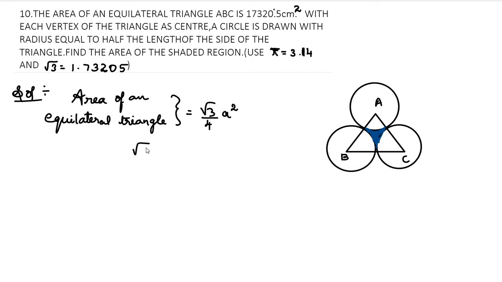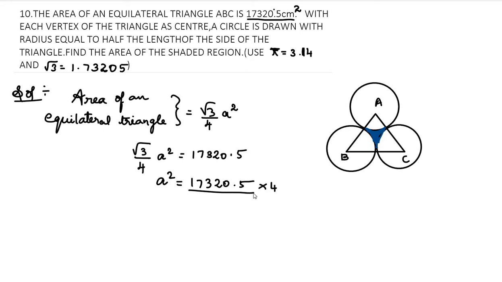And what they have given is the area of the equilateral triangle: 17,320.5 centimeter square. So this is equal to 17,320.5 centimeter square. Now I am going to keep a square on this side, and take root 3 by 4 to the other side. The reciprocal of this is into 4 by root 3, right?